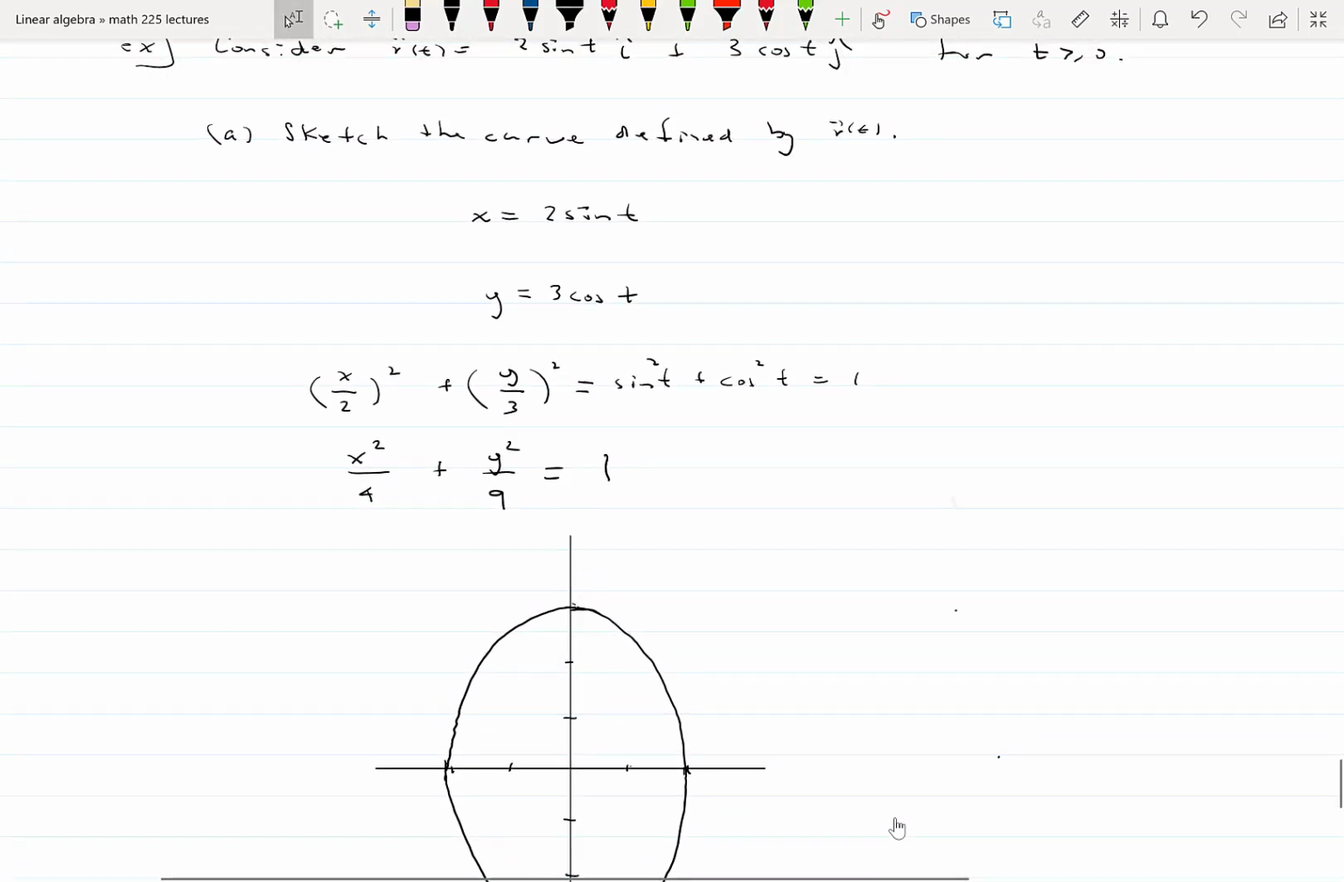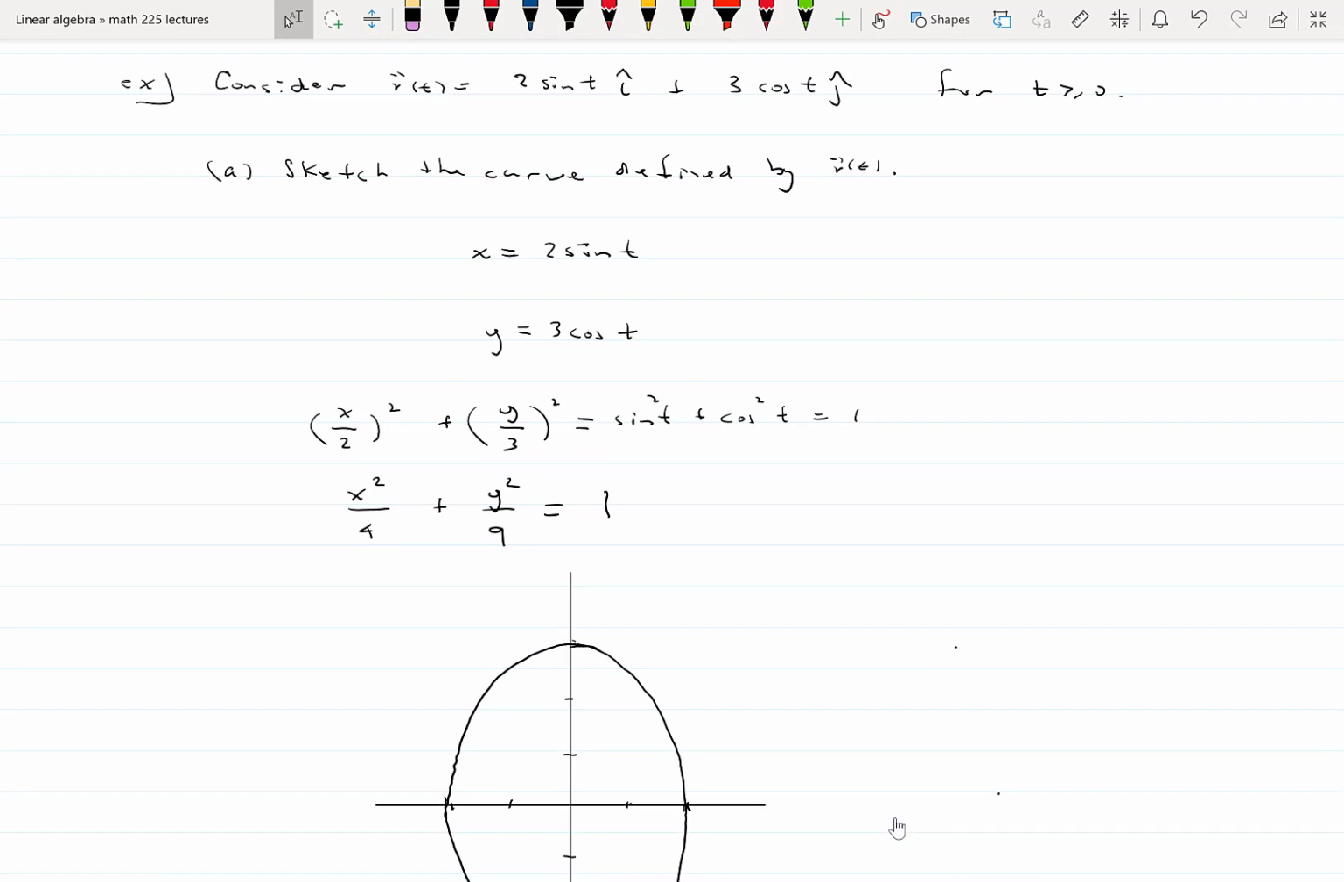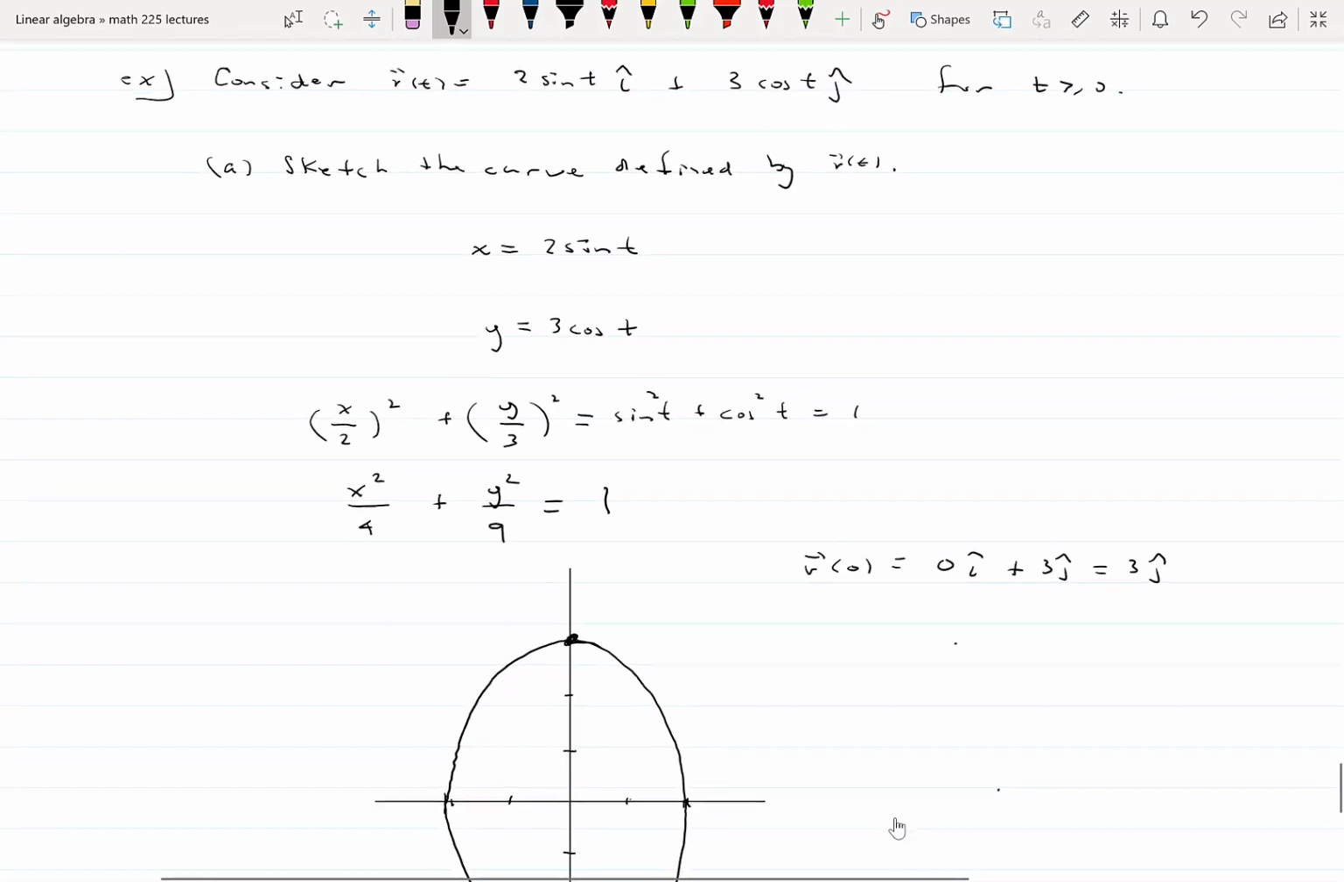Well, at t equals 0, what is the position vector? R of 0 is 2 times the sine of 0, which is 0, so it's 0i, plus 3 times cosine of 0, which is 1, so plus 3j. So we're on the y-axis. So we're starting on the y-axis. And we're either moving clockwise or counterclockwise.